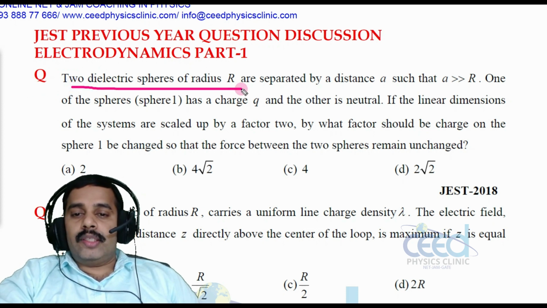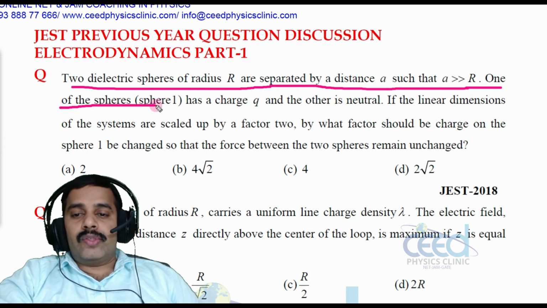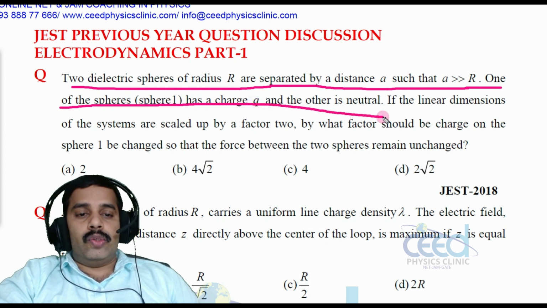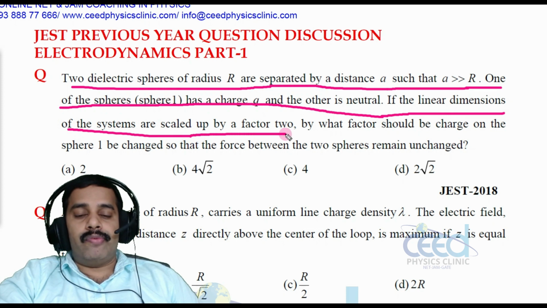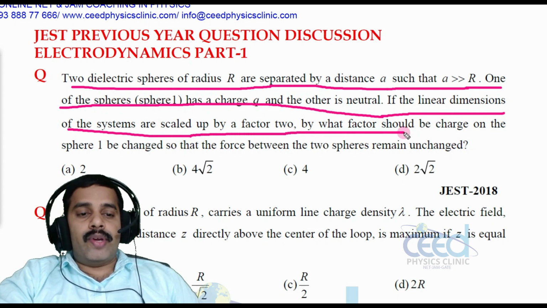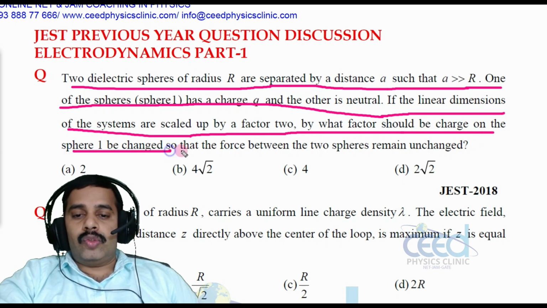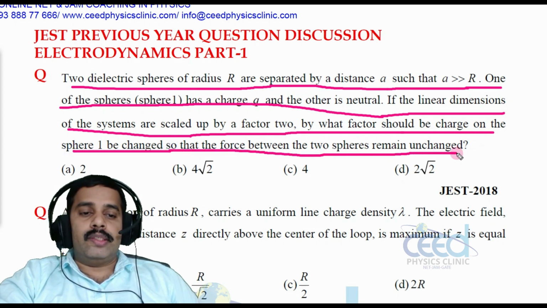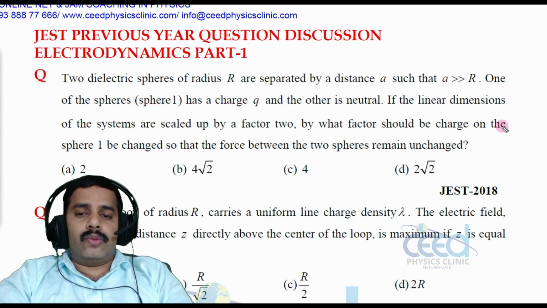Two dielectric spheres of radius capital R are separated by a distance A such that A is very much greater than R. One of the spheres, sphere 1, has a charge Q and the other is neutral. If the linear dimensions of the system are scaled up by a factor 2, by what factor should the charge on sphere 1 be changed so that the force between the two spheres remains unchanged? So this is a direct question.